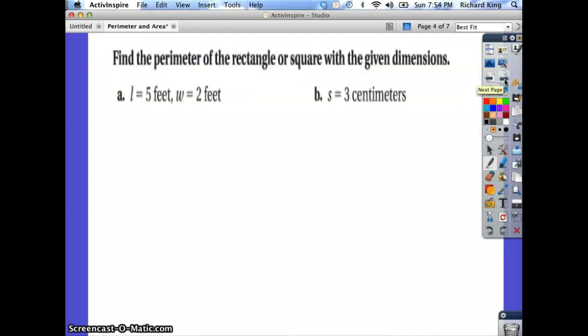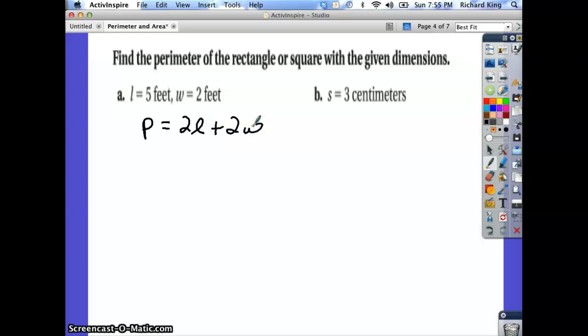So let's do some examples. Here we're going to find the perimeter of the rectangle or square with the given dimensions. So on A, you have length equals 5 feet, width equals 2 feet. So we know this is a rectangle. So first, let's find the perimeter. Remember, whenever there's a formula involved, you always write the formula first. So we have perimeter equals 2 times the length plus 2 times the width.